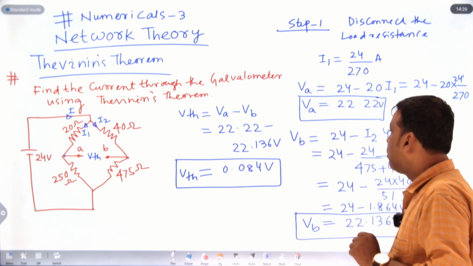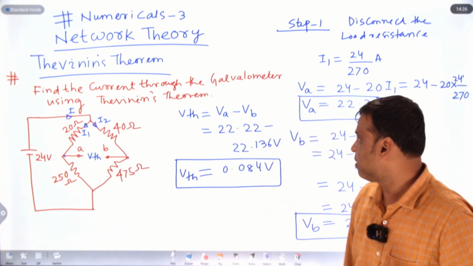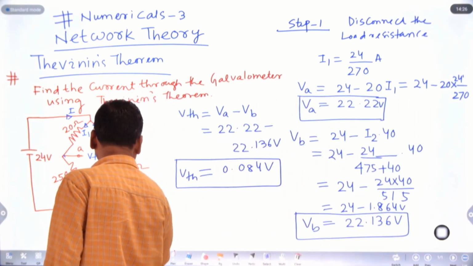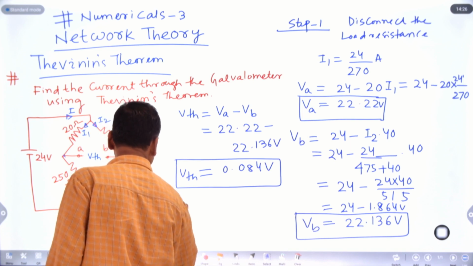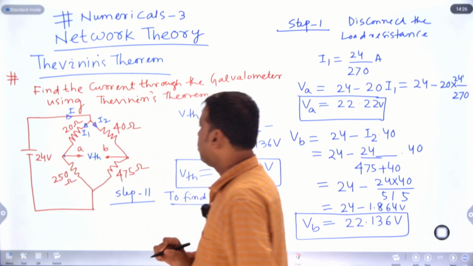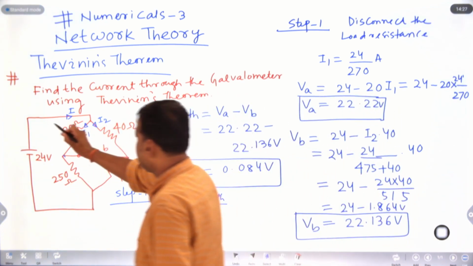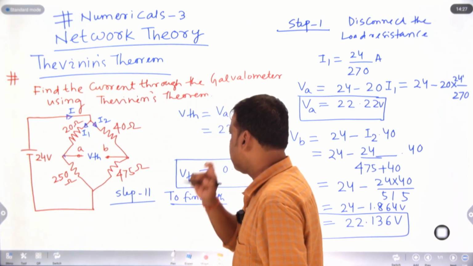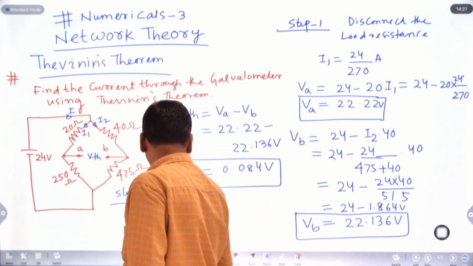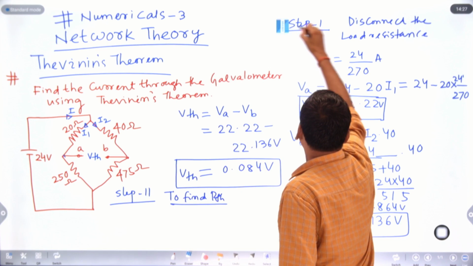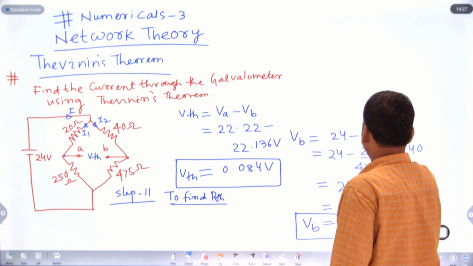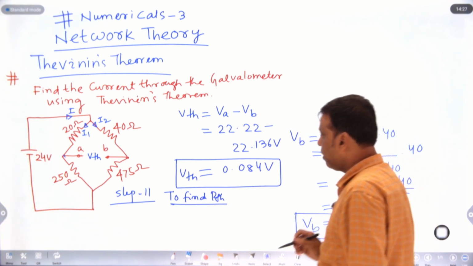Then in step 2, we are going to calculate Thevenin's resistance, RTH. To find RTH, what will we do? This voltage source will be short circuited here. If you draw the circuit, to find RTH, the voltage source should be short circuited and the current source should be open circuited.